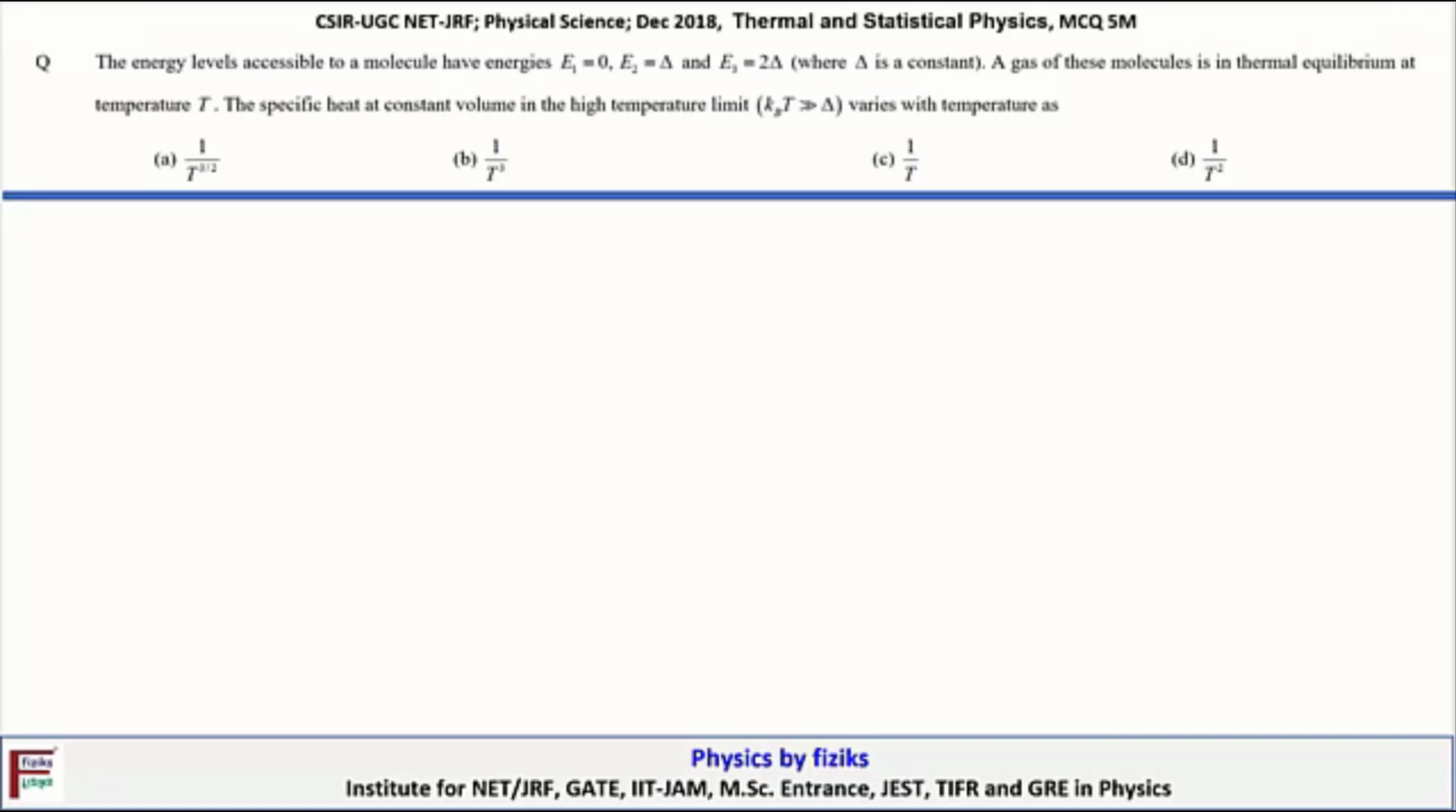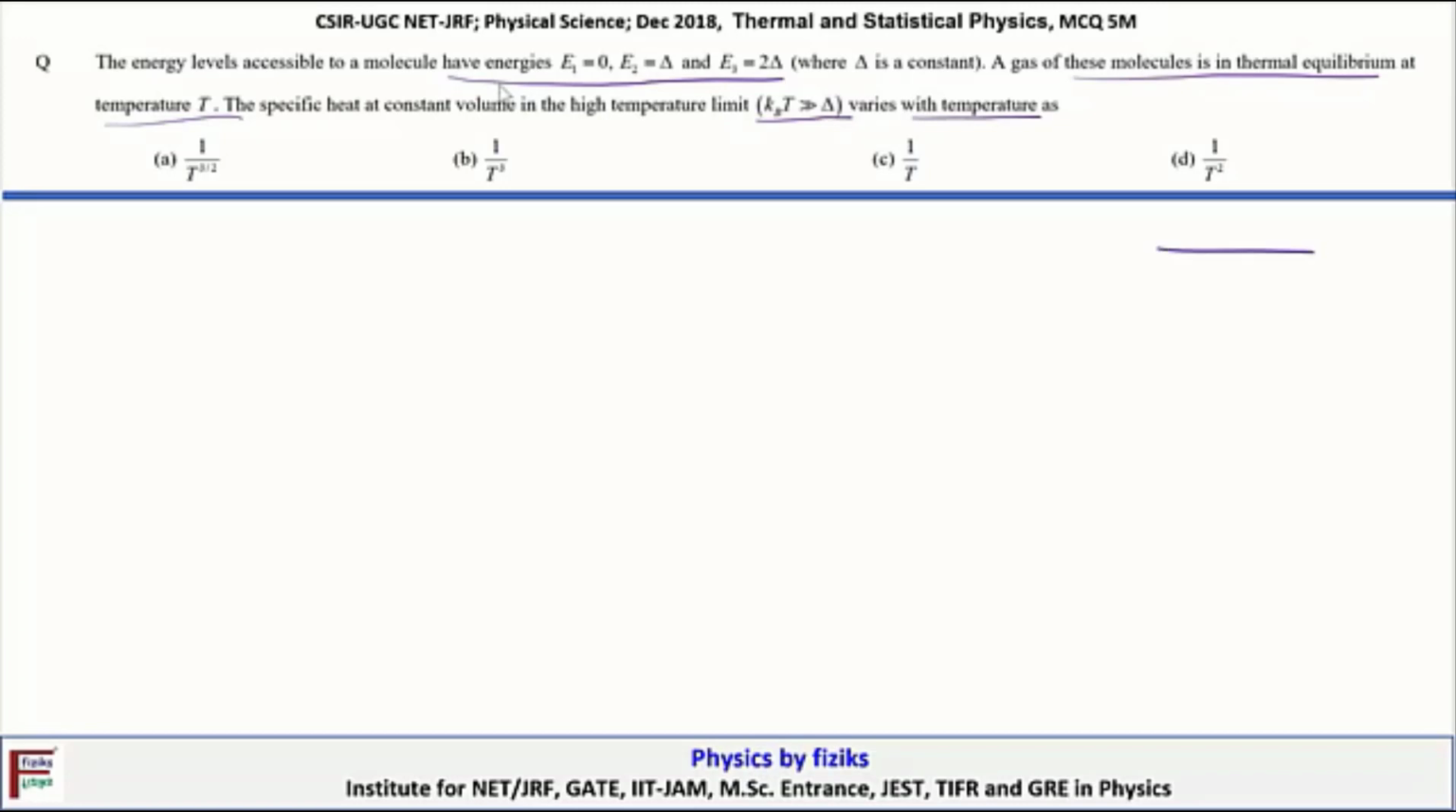So let's take a look at the next problem. The statement is: the energy levels accessible to a molecule have energies given by three different values, E1 equal to 0, E2 equal to delta, and E3 equal to 2 delta, where delta is a constant. A gas of these molecules is in thermal equilibrium at a certain temperature T. The specific heat at constant volume in the high temperature limit varies with temperature as what? Basically we can solve this problem by making use of the partition function and then evaluating the average energy. Let's see how we can solve this problem.